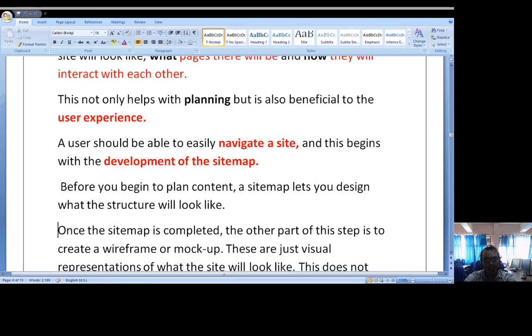So when we plan content, a sitemap lets you design what the structure will look like. What actually happens is that the sitemap, under consideration of the planned content, lets us design what the structure will look like.